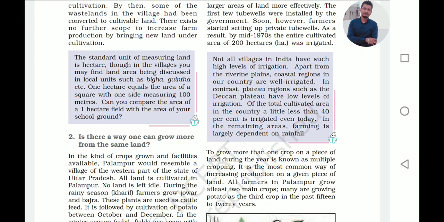Students, here in the colored part the word hectare is given. It means the unit of measuring land is hectare, but in villages people use different words like biga or guntha. 1 hectare equals the area of a square with one side measuring 100 meters.